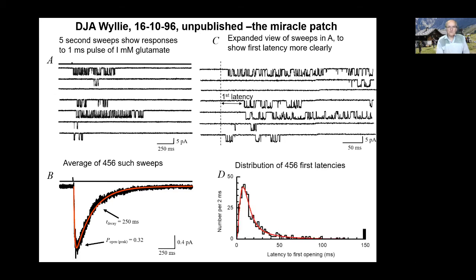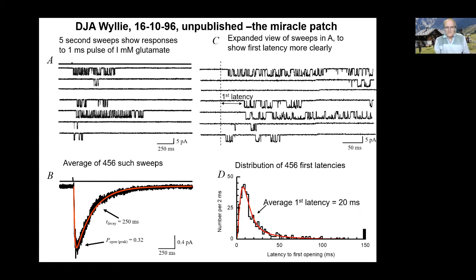If we look at the distribution of the 456 first latencies, they look like this. They go through a peak that suggests that there are shut states that intervene, probably more than one, between the binding and the opening of the channel. And a specific model for this was predicted by Stephanie Schorge in 2005. We might come on to that in the last lecture when we're discussing fits.